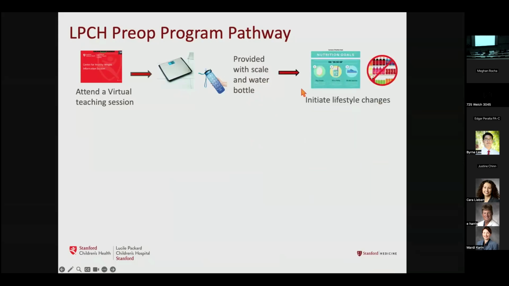And then we initiate a lifestyle change. We have a no soda, no juice policy. And then we have the 60-60-60 rule, which is 60 grams of protein, 60 minutes of physical activity, and 60 ounces of water every day. It's easy to remember, and the kids are pretty good about doing it. So that's our lifestyle program.